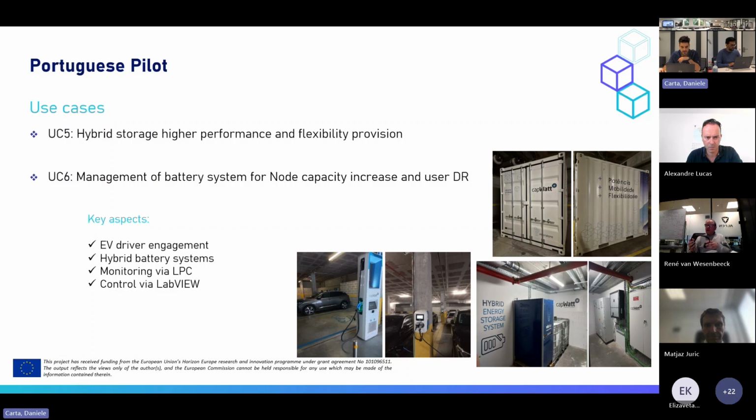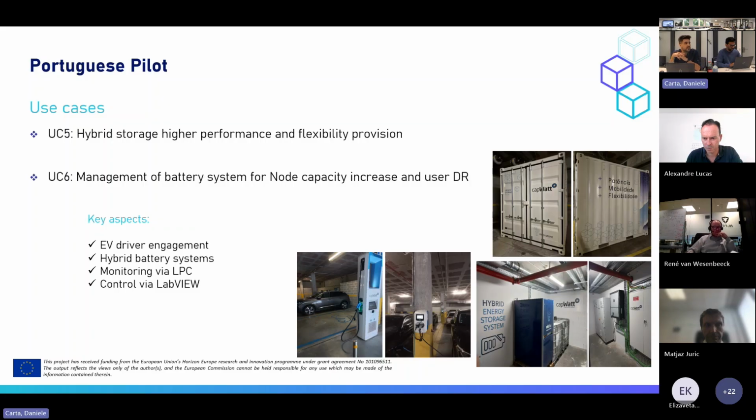Now we move to the Portuguese pilot. Here we had two use cases. Use case 5, hybrid storage, higher performance and flexibility provision, and use case 6, which is management of battery system for node capacity increase and user DR.